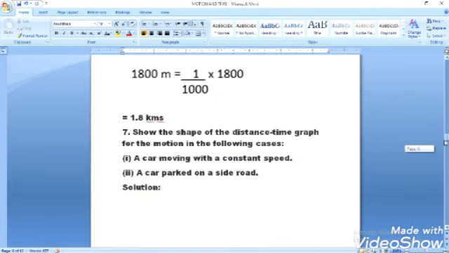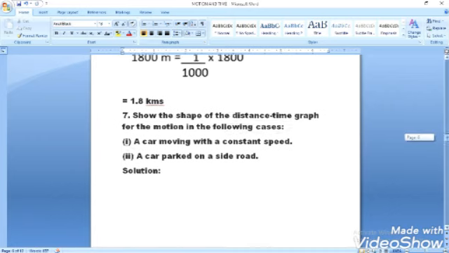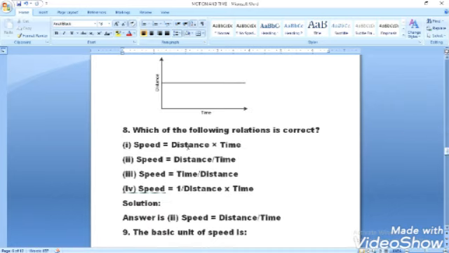Second one. A car parked on a side road. So the car does not move as time passes. It does not move. So this is the time distance graph.